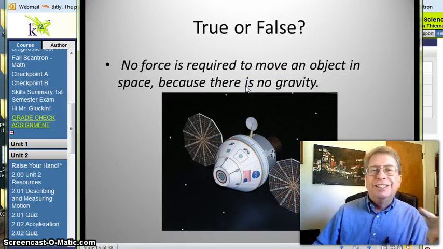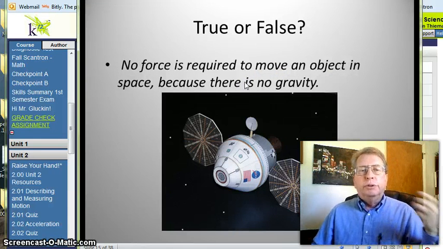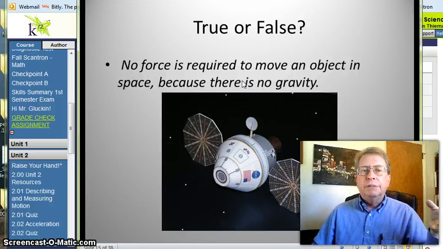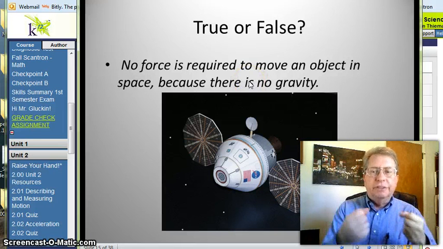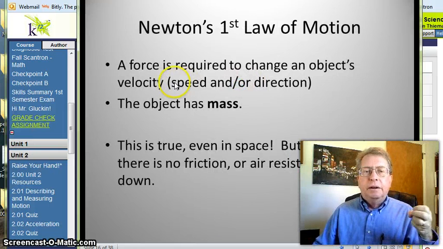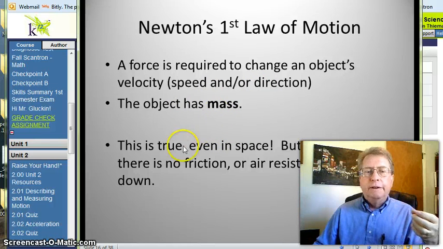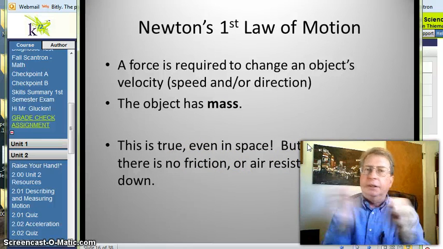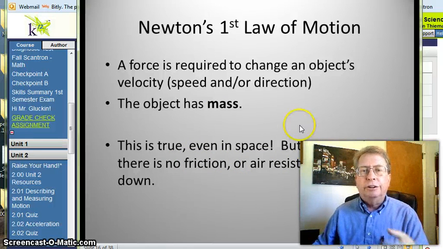Okay, so here's another question for you. True or false? No force is required to move an object in space because there's no gravity. What do you think about that? Well, anywhere there's mass, there's gravity, okay? A force is always required to change an object's velocity, that's speed and or direction. The object has mass, even in space. But once something is moving, there's no friction or air resistance to slow it down. So once you push on something, it keeps on going forever.